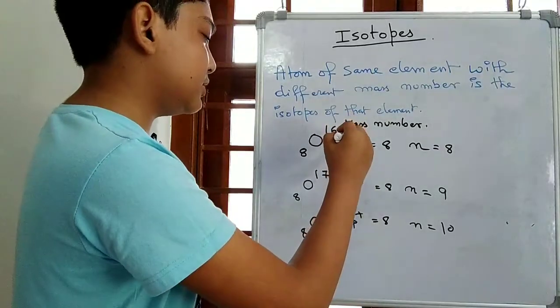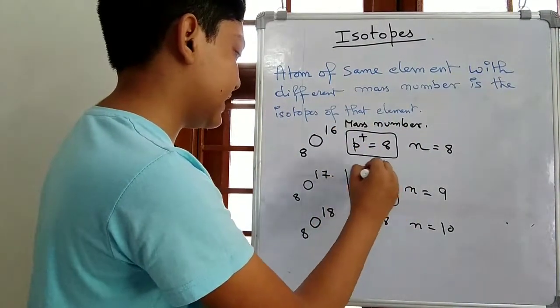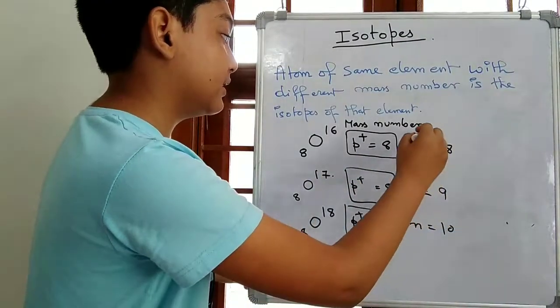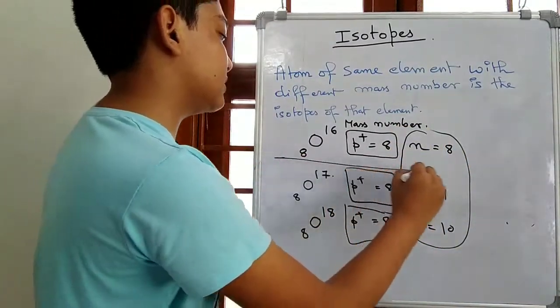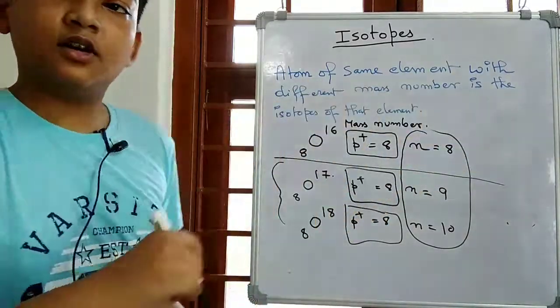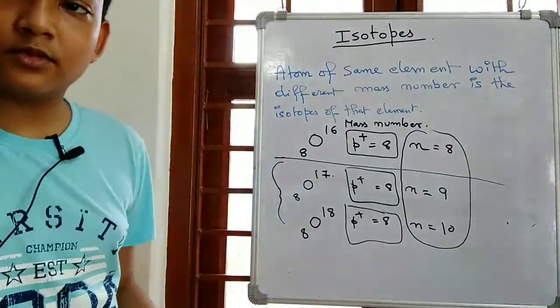So you may see that proton number is 8, proton number is 8, proton number is 8. So protons are same but neutrons differ. So these things we call as the isotopes. These two are isotopes of these. Okay, did you get it? Very good if you get it.